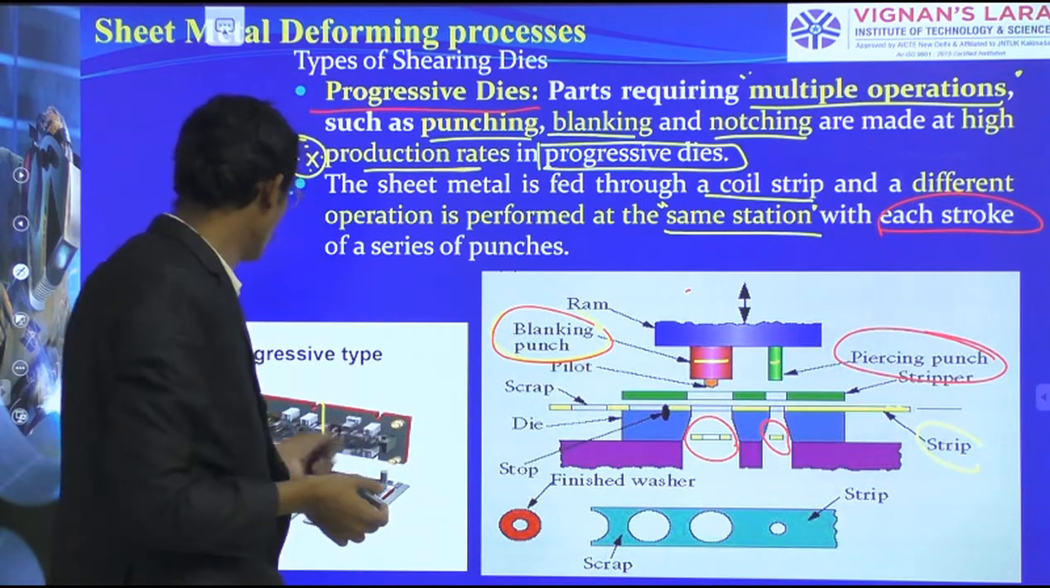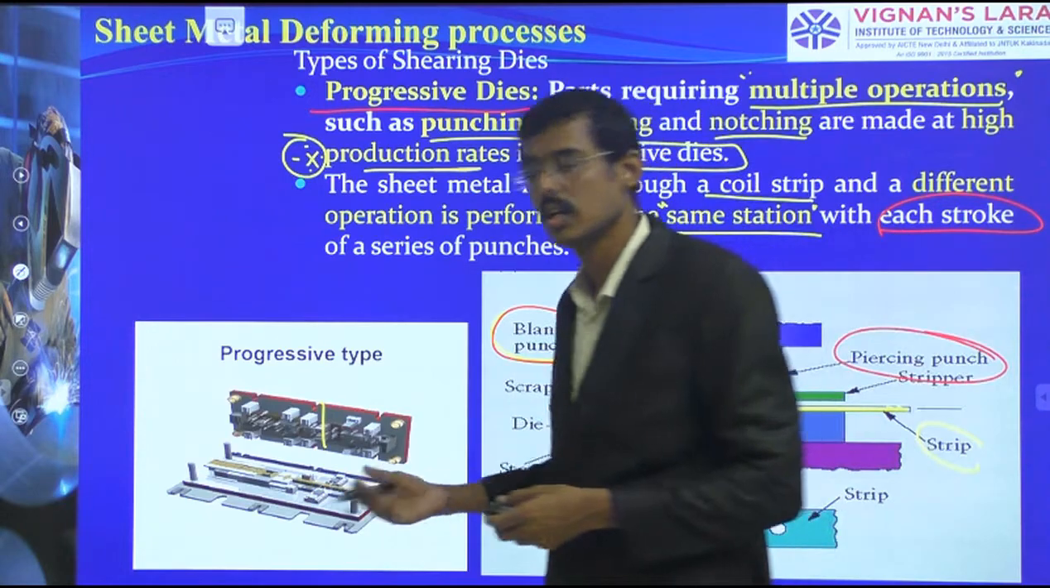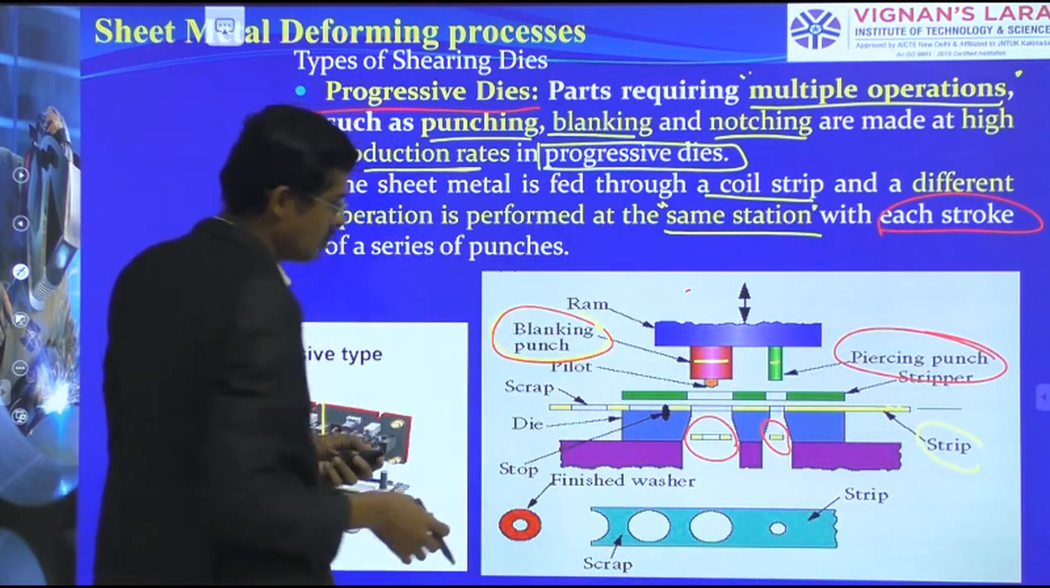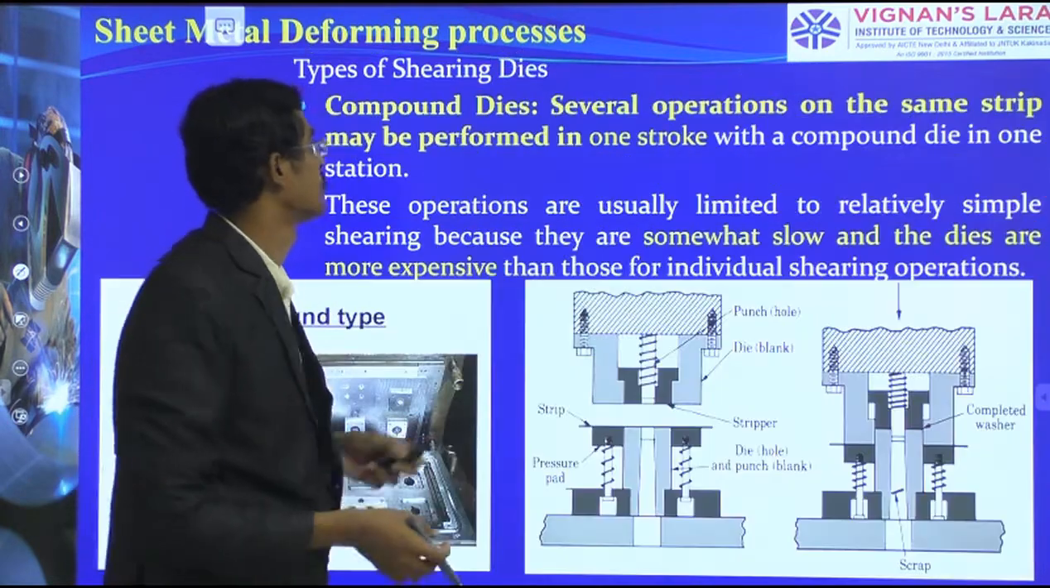So this is how it looks. Here is an animated image of how it can be utilized. Blanking and piercing operations are done through the progressive die.